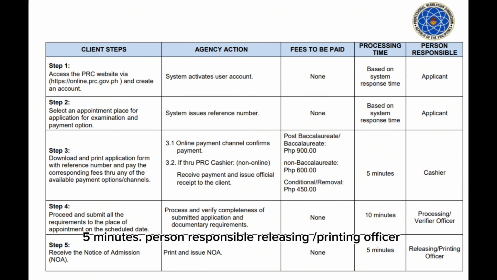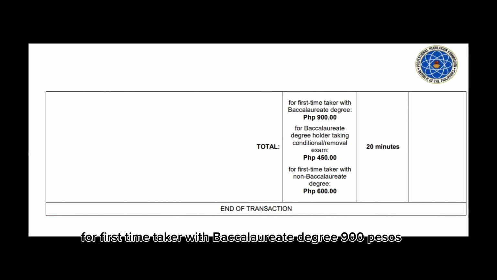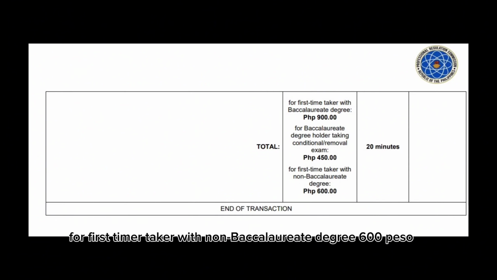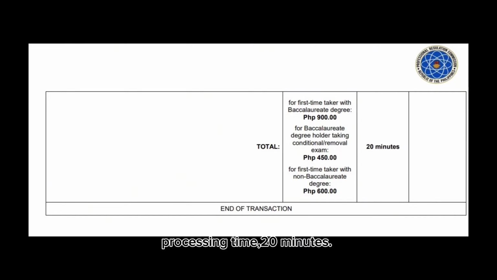Releasing or printing officer. For first-time taker with baccalaureate degree, 900 peso. For baccalaureate degree holder taking conditional or removal exam, 450 peso. For first-time taker with non-baccalaureate degree, 600 peso. Processing time? 20 minutes.